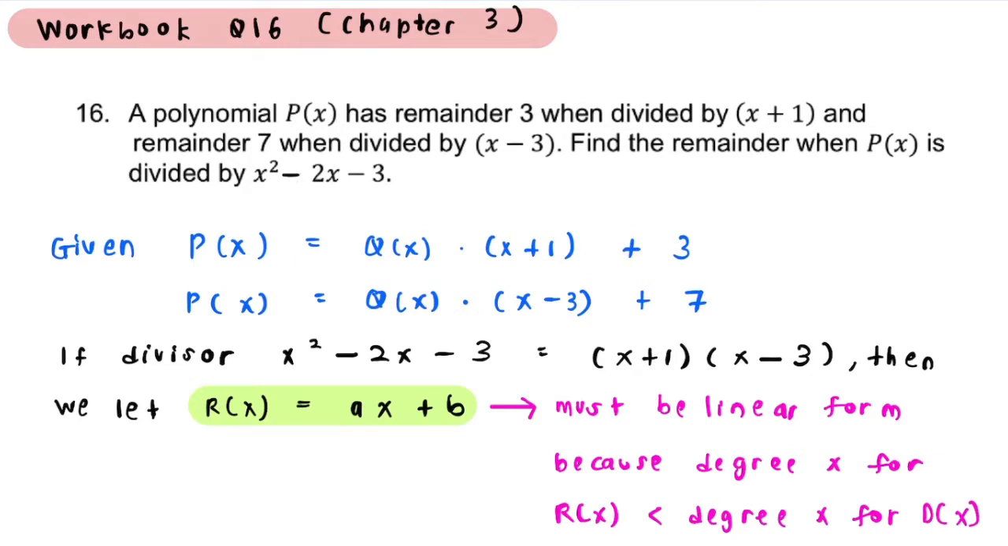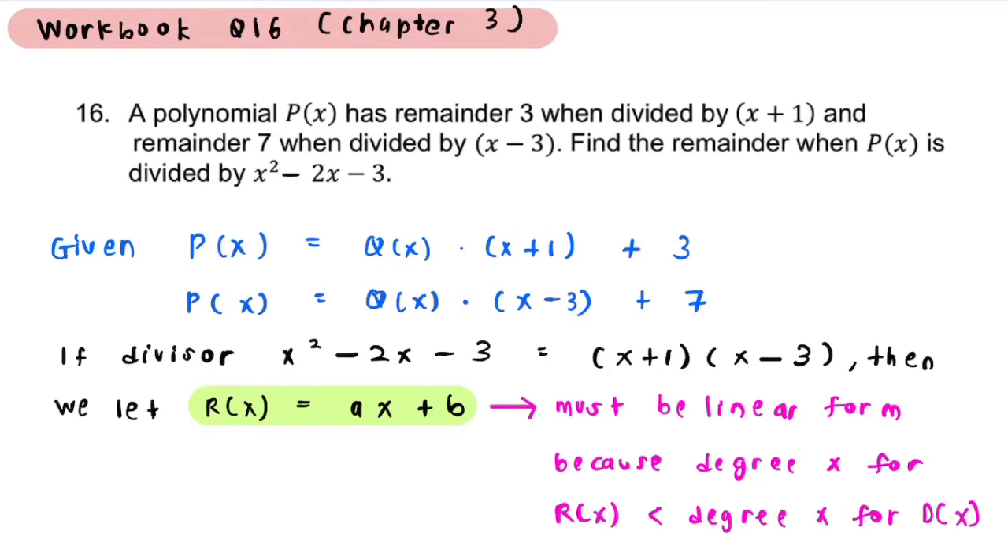Alright, so just write the information given in the algorithm of p(x) equal to q(x) d(x) plus r(x). So the first d(x) will be x plus 1, the first remainder r(x) will be 3. And then the second divisor is x minus 3, the second remainder is 7. So you have these two equations right now. And then the question is, when your divisor is this quadratic, x squared minus 2x minus 3, if you factor this further, you will have x plus 1, x minus 3. Okay, same as the given divisors in the question.